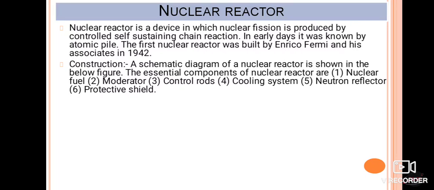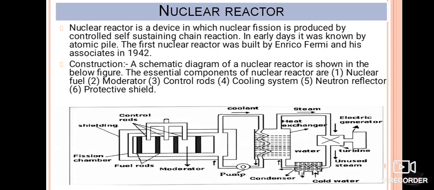The essential components of the nuclear reactor are the nuclear fuel, or generally we call it fuel. Another one is a moderator, control rods, cooling system, or coolant, and the neutron reflector, or generally we call it a reflector, and the protective shield. So these are the 6 essential parts or components of the nuclear reactor. Just observe the diagram here.